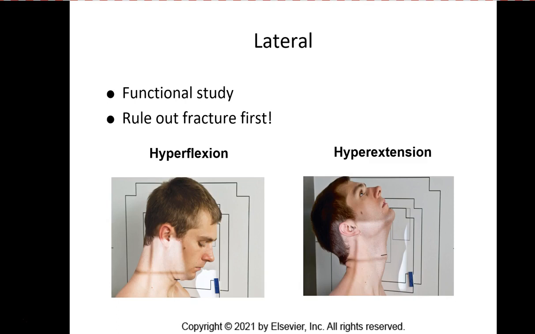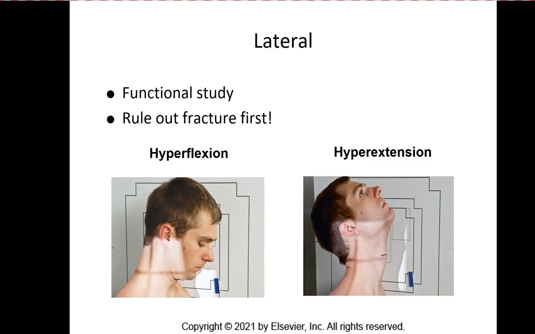When you're doing hyperflexion, which is the image you see on the left here, you're going to ask the patient to tuck their chin or depress their chin until it touches their chest, or as much as the patient can tolerate. Don't let the patient move their whole torso forward, though, because that could result in you clipping anatomy.